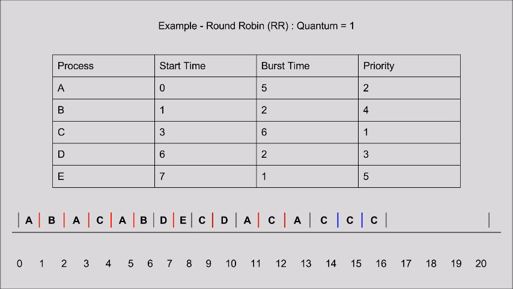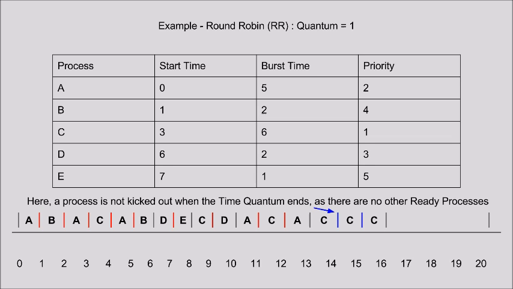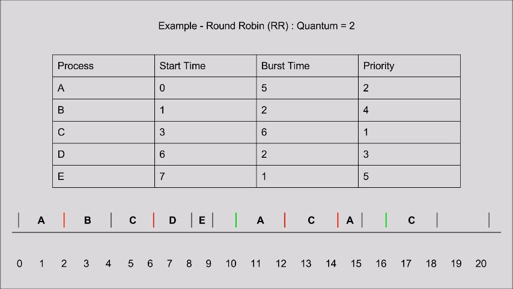Round robin, in this case the quantum time is 1, so each process gets 1 unit of time to work, and then we move on to the next process and we keep rotating until each of the processes completes. The same thing with a time of 2.